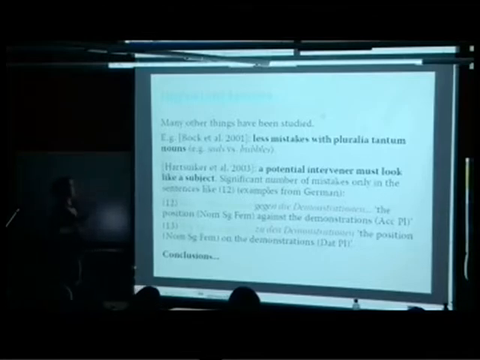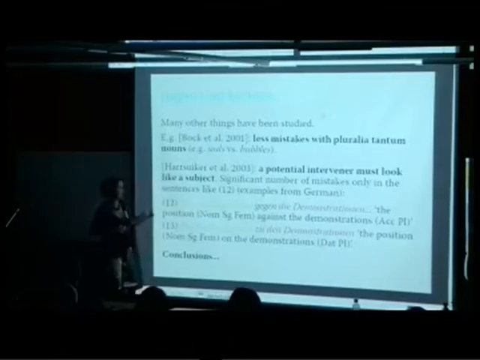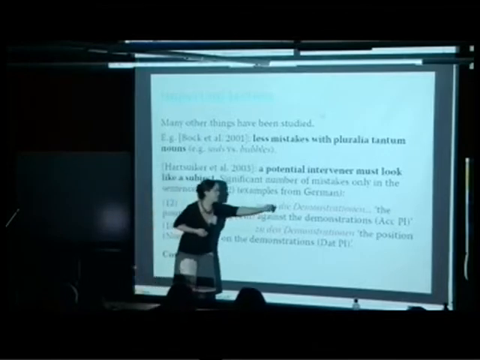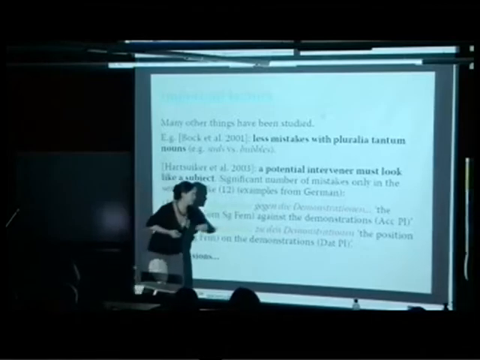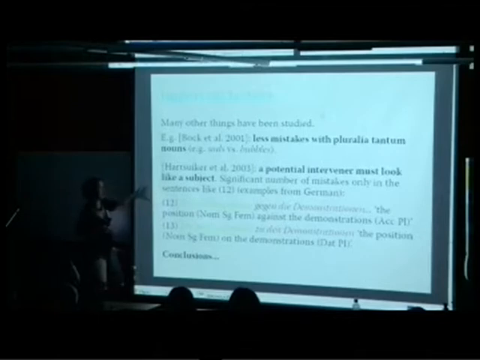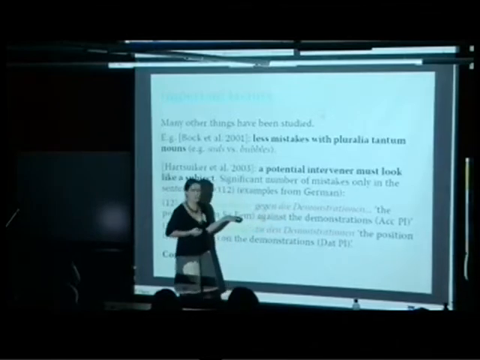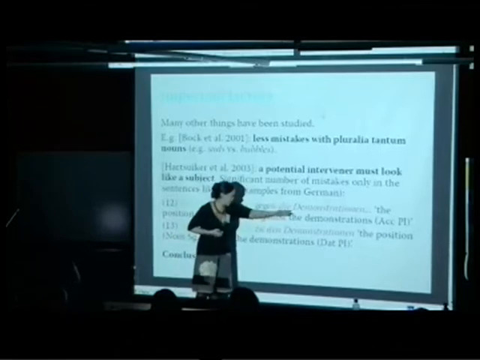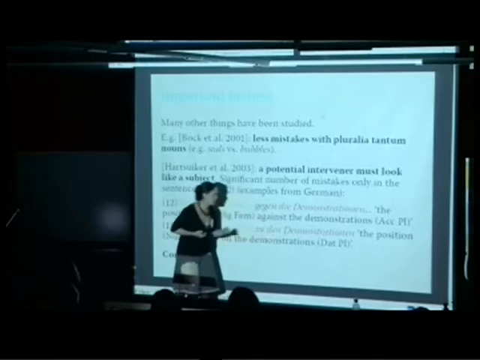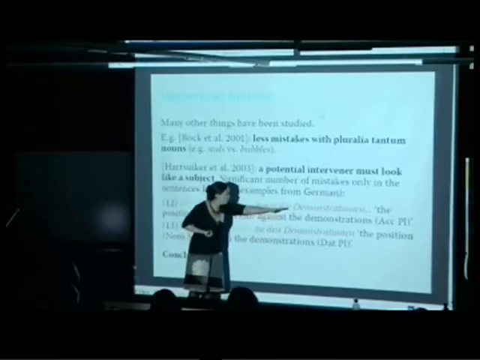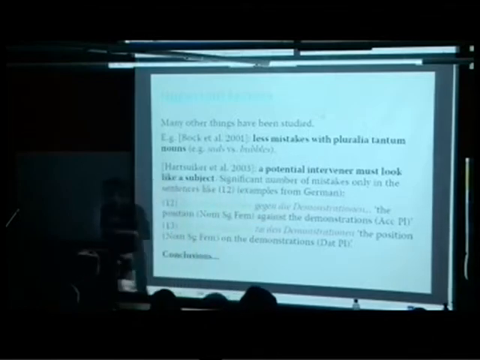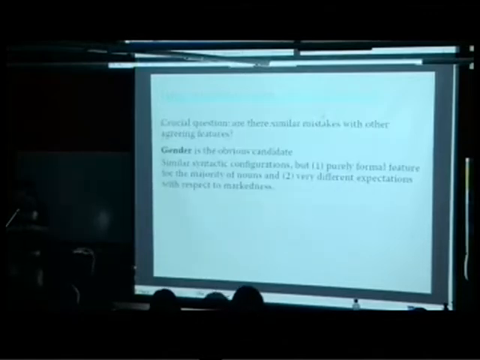And many things happen in studies. What's important for us is that several studies show that the potential intervener must look like a subject. If we take these two German examples, one where the position is singular against the other with the demonstration, only in this condition there is a significant number of mistakes. And you can see here that the plural accusative is formally ambiguous: the form just coincides with the nominative form, and the dative form doesn't. And so only when the potential intervener looks like a potential subject, one gets a significant number of errors.